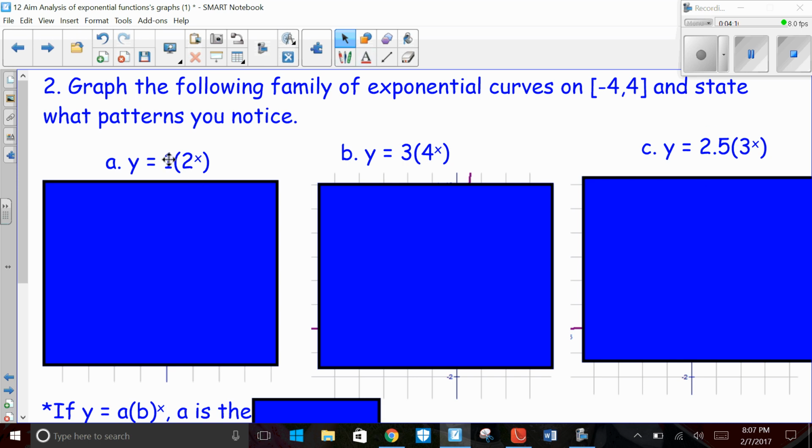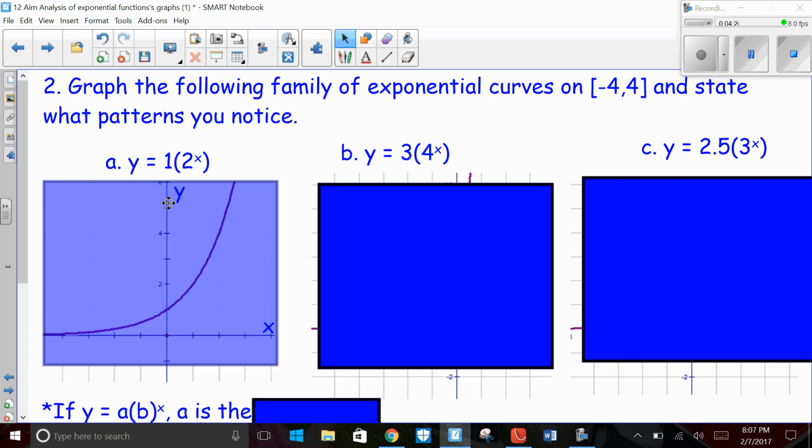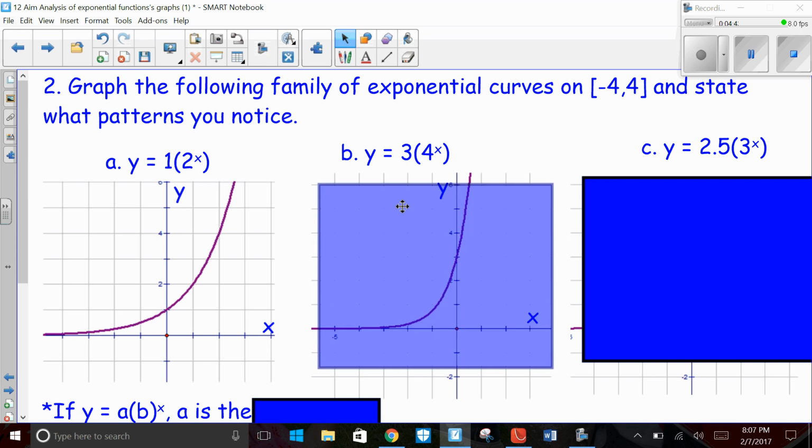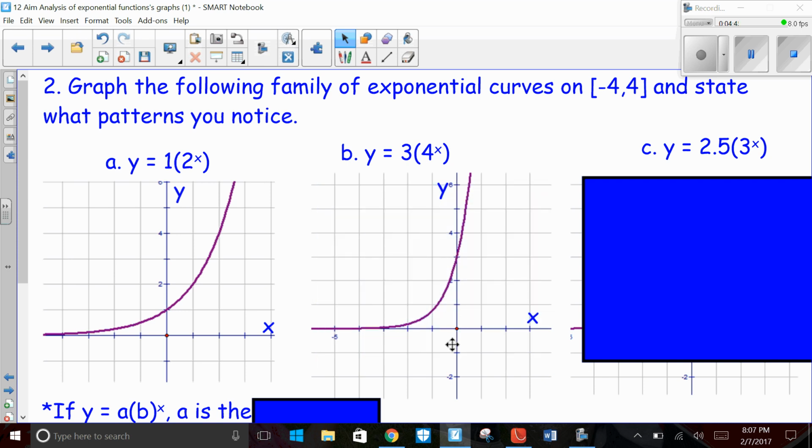Okay, so this is the equation we just looked at. 1 times 2 to the x, that's 2 to the x. So that's your basic graph. This one, you can guess. Think about what the y-intercept would be. Remember, the y-intercept you get by letting x equal 0. If x is 0, we have 4 to the 0, which is 1. And 1 times 3 is 3. So when x is 0, y is 3.